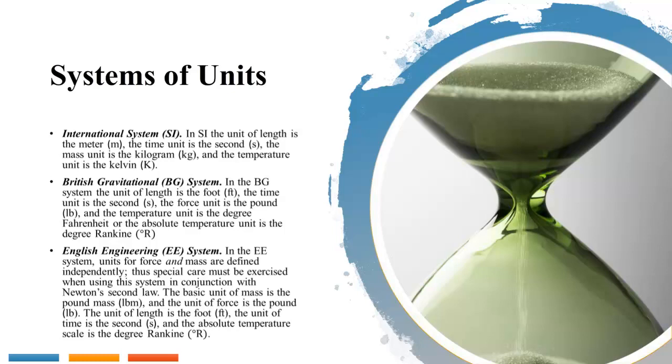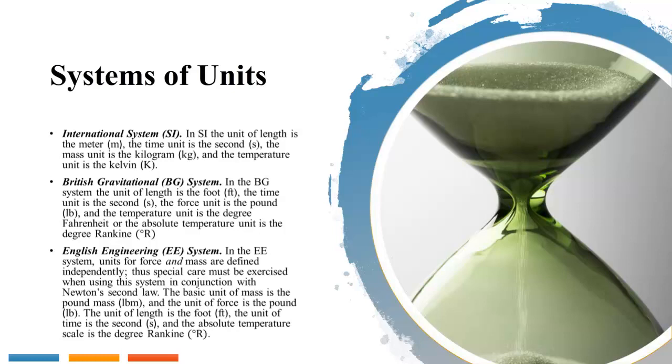In SI the unit of length is the meter, m. The time unit is the second, s. The mass unit is the kilogram, kg, and the temperature unit is the Kelvin, K. In the BG system the unit of length is the foot, ft. The time unit is the second, s. The force unit is the pound, lb, and the temperature unit is the degree Fahrenheit, or the absolute temperature unit is the degree Rankine.